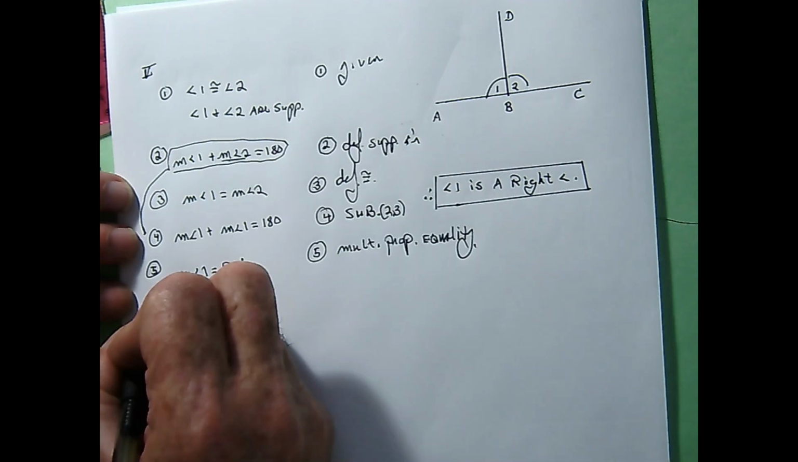What I'm supposed to prove is angle 1 is a right angle. And if the measure of angle 1 is 90 degrees, must it be a right angle? Yeah, it's got to be, huh? So I'll conclude that now.